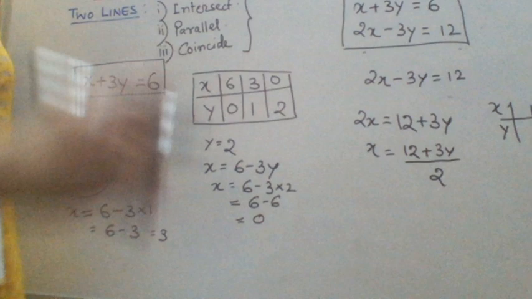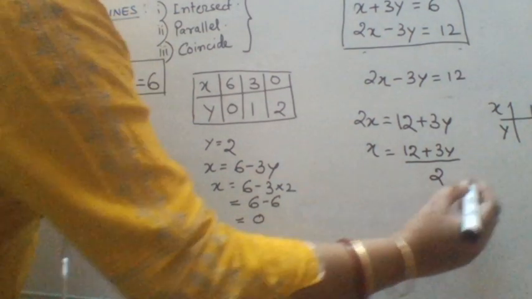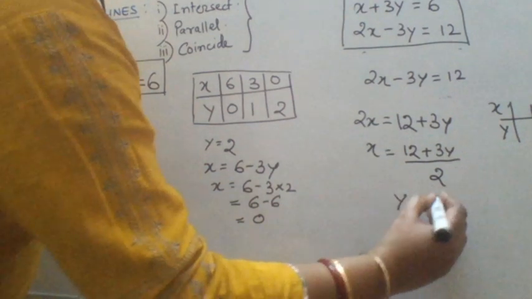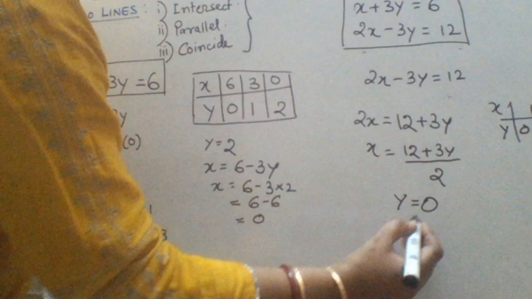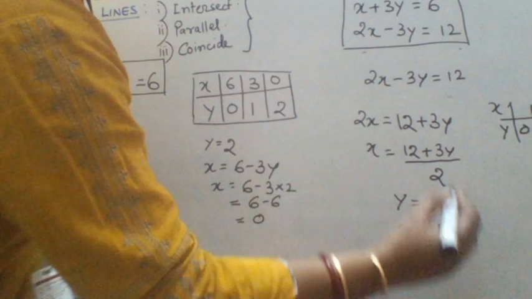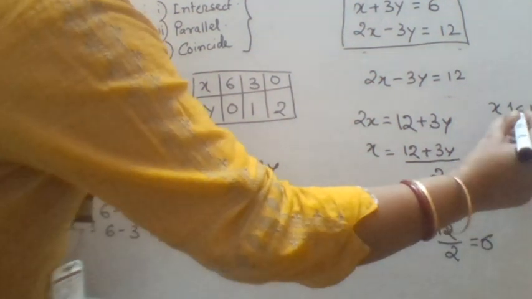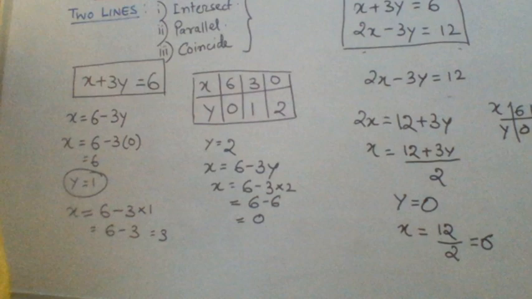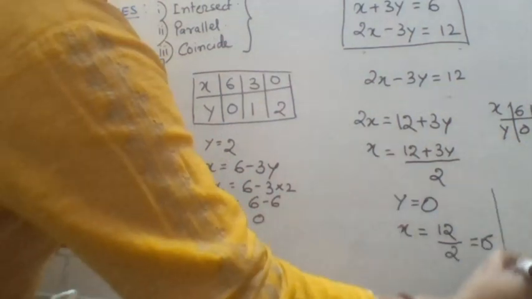Okay, now let us start. In this case, if y equal to 0, then what is the value of x you are going to get? Then your x will be equal to 12 plus 3 into 0, so x is equal to 6. Okay, so x is equal to 6. Now if y is equal to 2, then what will happen?